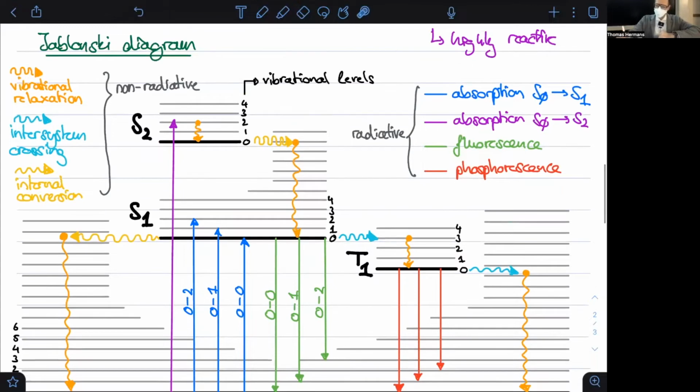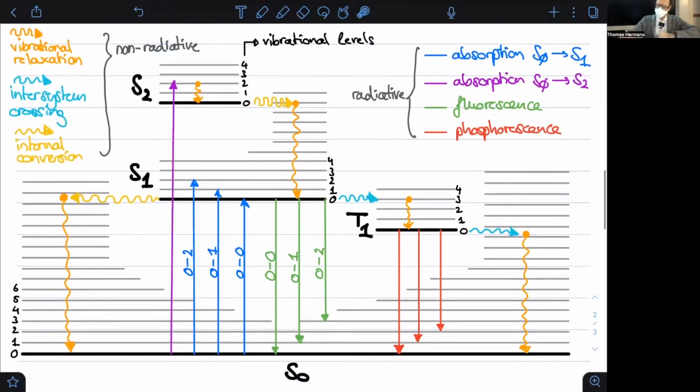Okay, so we have these vibrational levels, and they have numbers: 0, 1, 2, 3, 4, and 0, 1, 2, 3, 4, 5, 6, as many as you want. And you can see here, that's why I drew this thing like this, right? The very high vibrational levels of the ground state can actually go as high as the excited states, right? So there are different types of processes that can happen that are going to be important.